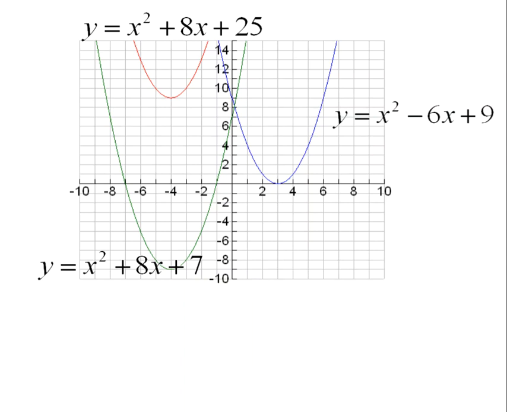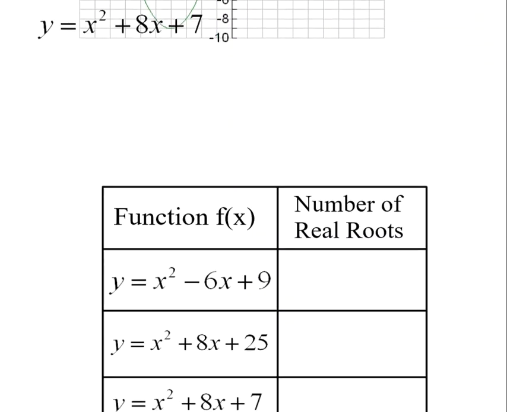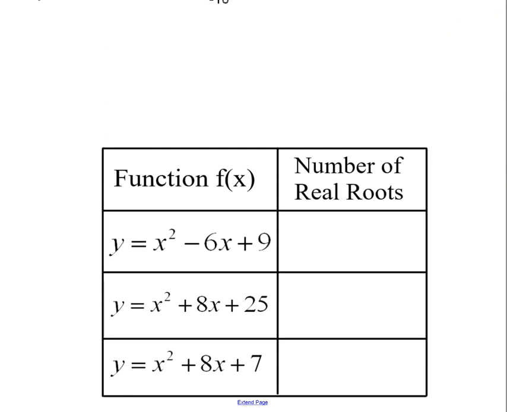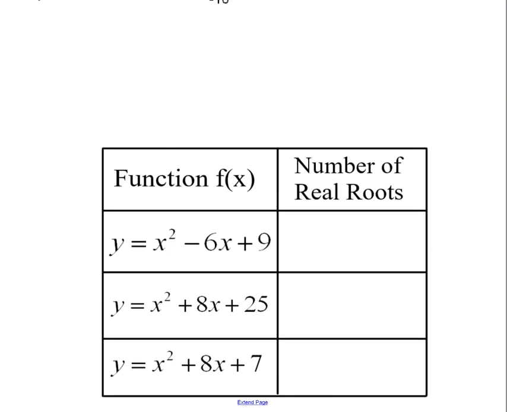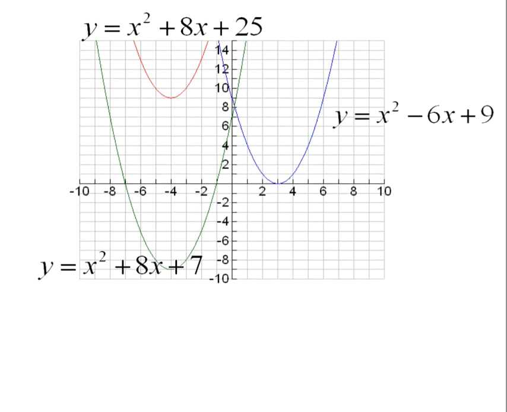If you notice, all three of these have different types. The green parabola obviously crosses twice, the blue parabola crosses once, and the red one doesn't cross at all. So, when we talk about the number of real roots, the number of times it really crosses, we have that it crosses once for x squared minus 6x plus 9, that it crosses 0 times for x squared plus 8x plus 25, and it crosses twice for this one. Again, that's just how many times these particular graphs are crossing.